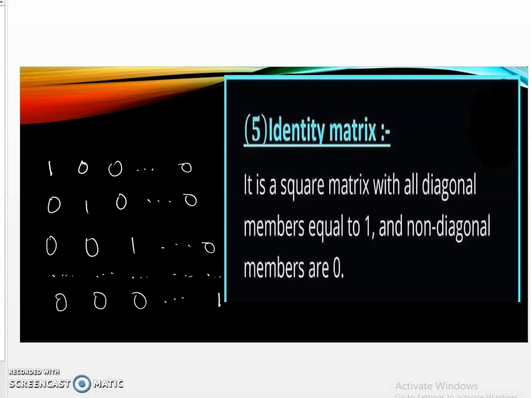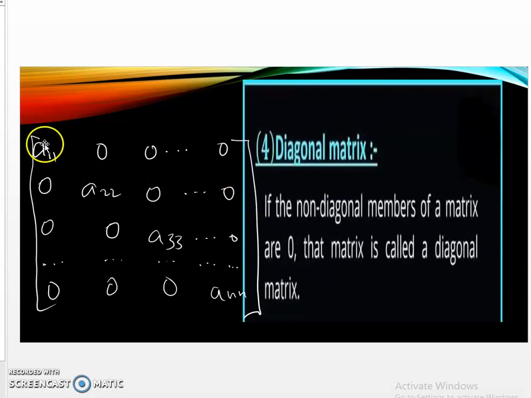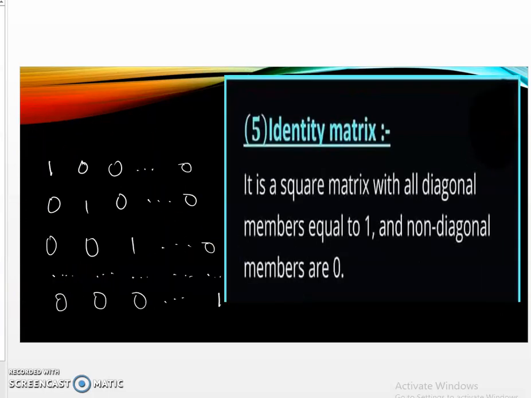This is different from a diagonal matrix, because in diagonal matrices we observe that we have elements in the diagonal while all other elements are zeros. But in the identity matrix, the diagonal elements are 1 while the non-diagonal members are simply 0. So this is what we call an identity matrix.